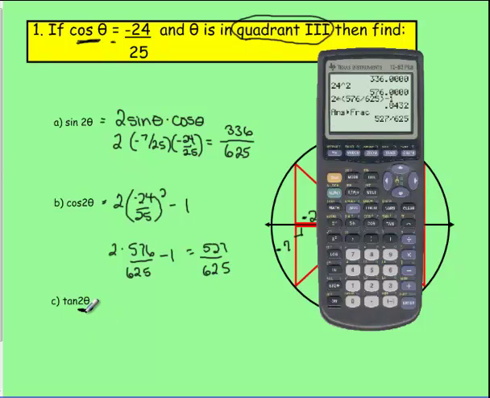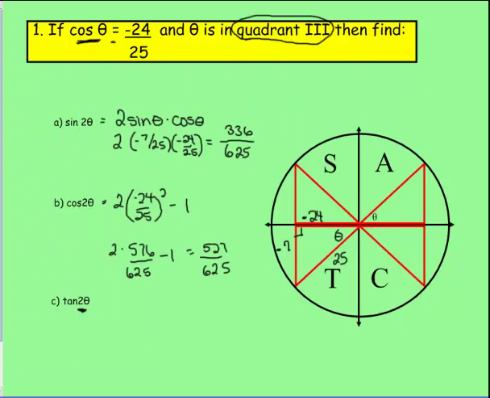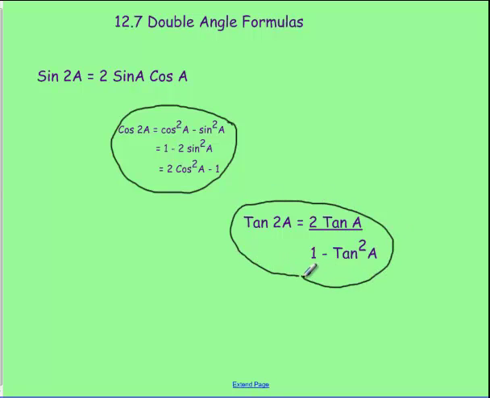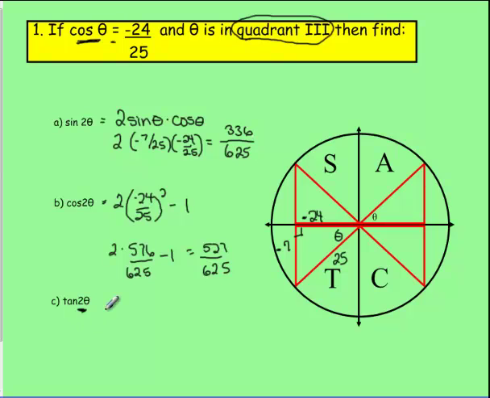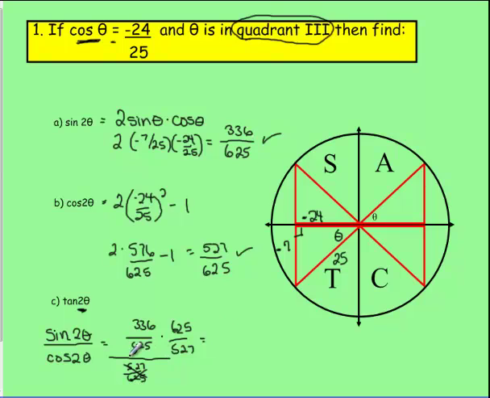Now the tangent of a double angle is kind of a cool thing. I could use the formula, but I don't have to in this case because I've got something special going on. I know tangent, based on all our identities, is the sine of the double angle divided by the cosine of the double angle. And look, I already have the sine of the double angle, and I already have the cosine of the double angle. So really it's 336 over 625 divided by 527 over 625. Okay, when we're dividing, we flip and multiply. And we get 336 over 527.